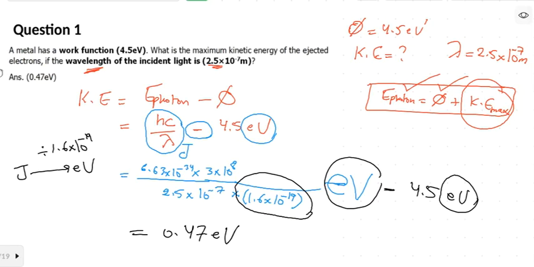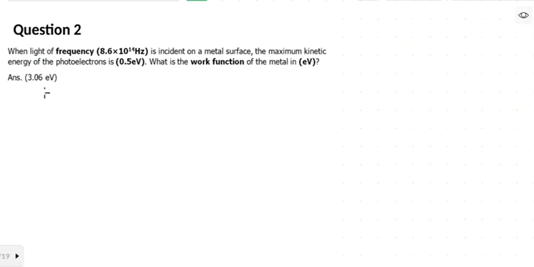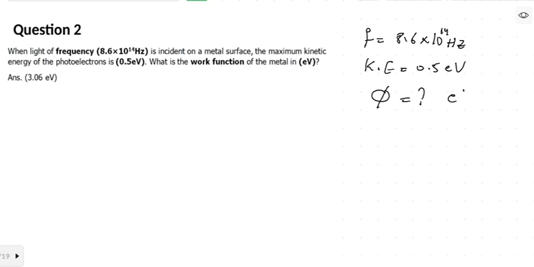Okay, let me do another question, another application. Another question here is question number 2. When light of a frequency, so if the frequency of incident light is given, let me write the given on the other side. It's giving me the frequency of light. It's 8.6 times 10 power 14 hertz. And he's giving me the maximum kinetic energy for the emitted photoelectrons is 0.5 electron volt, asking for the work function, and he needs the answer in electron volt.